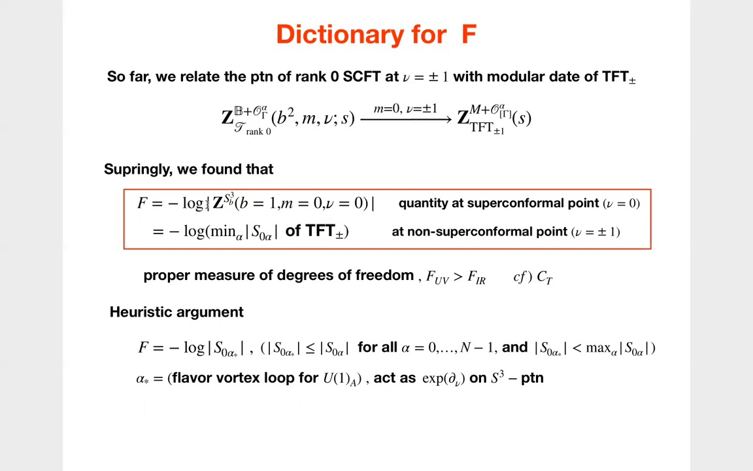So this relation is very surprising, because this F is a quantity defined at the superconformal point, which corresponds to B equal zero, but this TQFT appears at the degenerate limit. But somehow they are related in this way. And this F is a very important quantity, analogous to the stress tensor central charge in two dimensions, and there is a so-called F theorem, which guarantees that this F always decreases under the RG flow. So this F can be regarded as a proper measure of degrees of freedom of 3D CFTs, and this is the most basic quantity of the 3D conformal field theories. So this basic quantity can be related to some modular data of the topological field theory appearing at the degenerate limit in such a simple way.